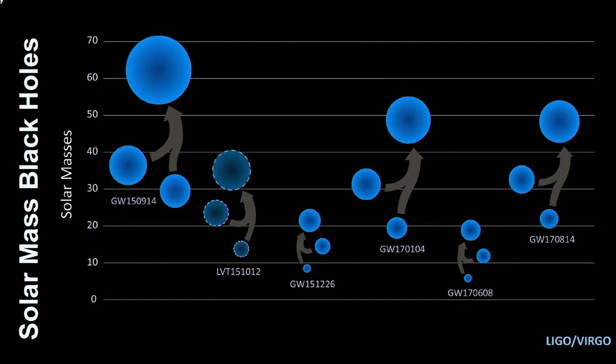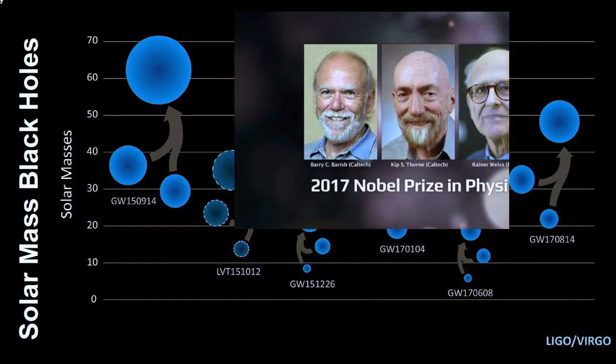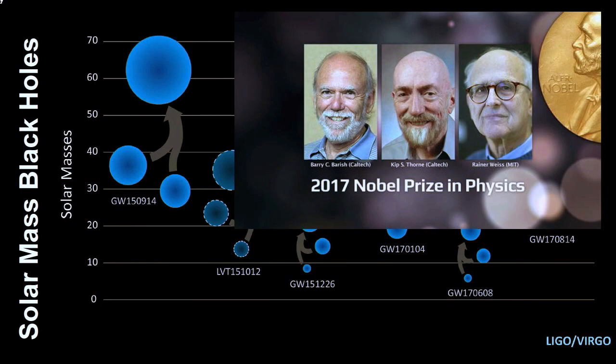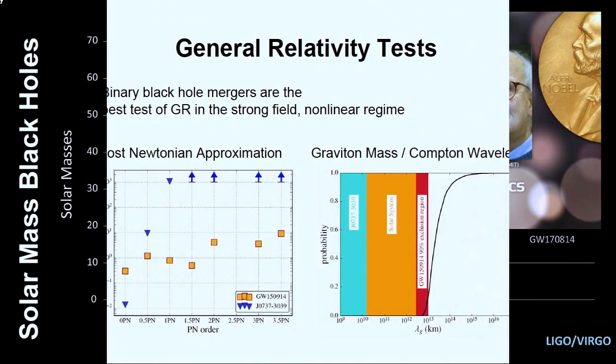In the meantime, we have a couple more detections. So this is the zoo of black holes we discovered so far. And maybe the one thing you see here, they're actually quite large. This, of course, gave us a Nobel Prize last year.